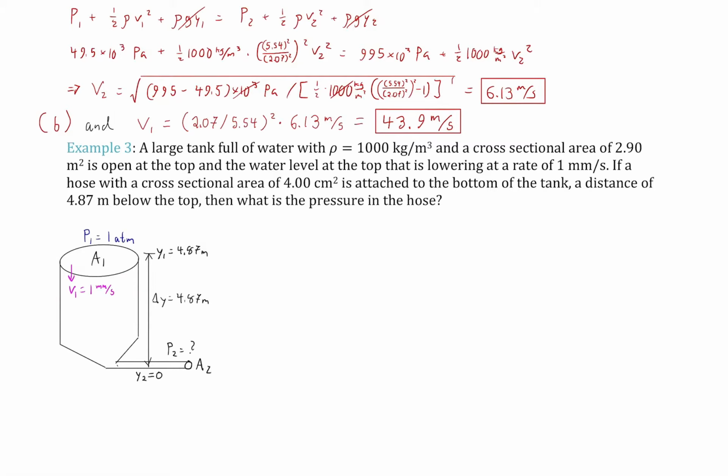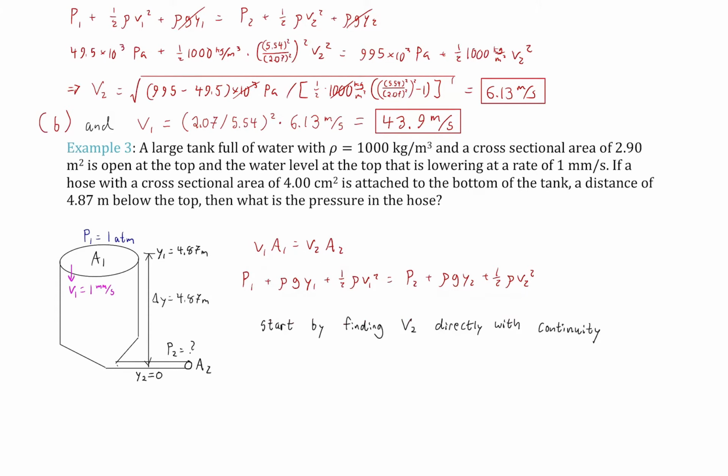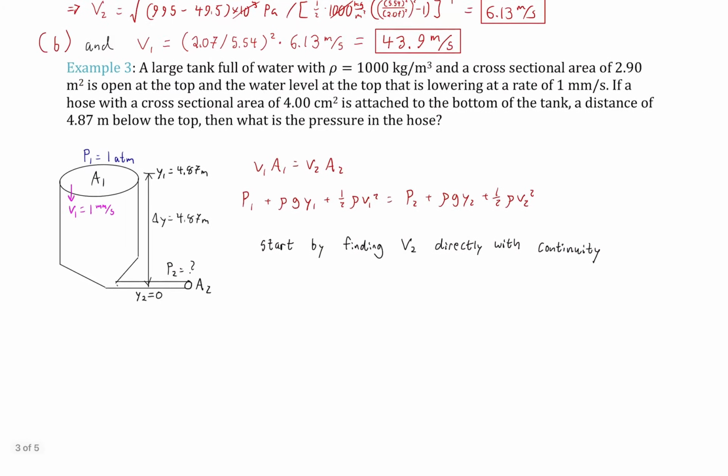If a hose with a cross-sectional area of 4 square centimeters is attached to the bottom of the tank at a distance of 4.87 meters below the tank, okay, then what is the pressure in the hose? Okay, let's see. So here we're going to use continuity and Bernoulli, all right? And we're going to start by finding V2 directly.